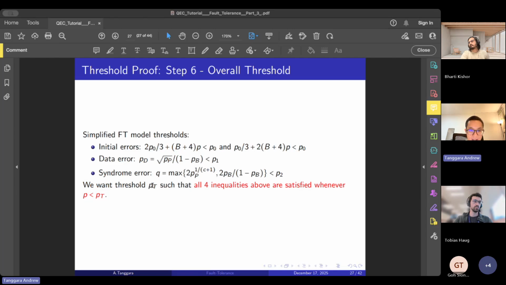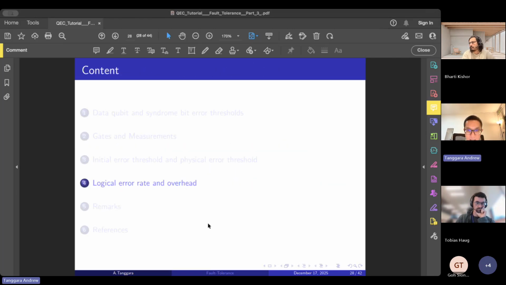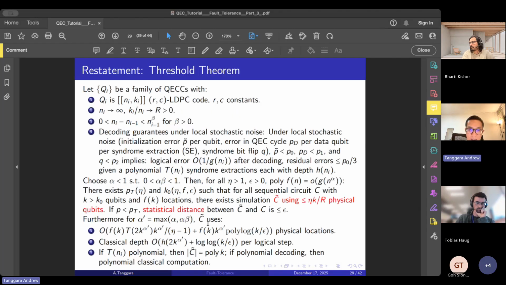So now what we want is this overall threshold that bounds the local stochastic error rate P with this PT, and we want all of these four inequalities to be satisfied whenever P is less than PT. So we want to find a PT that satisfies that. Yeah, that's what we're going to talk about next.